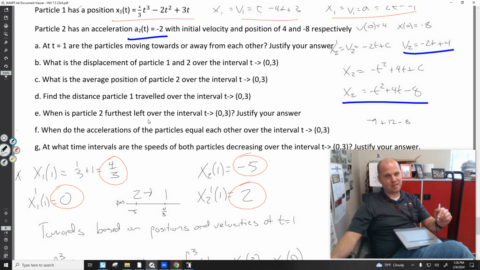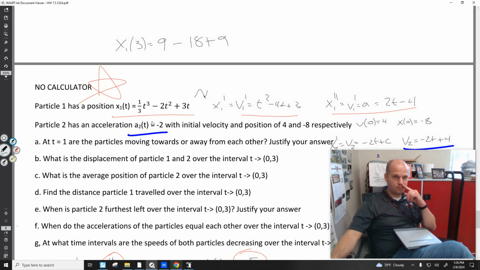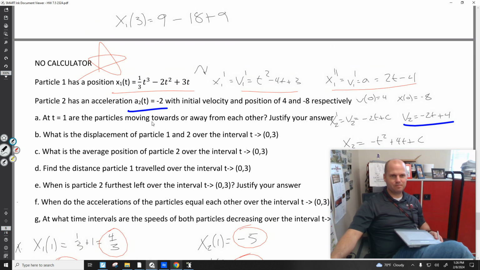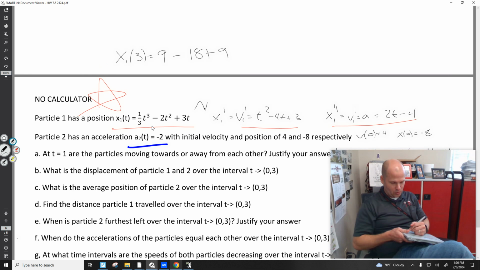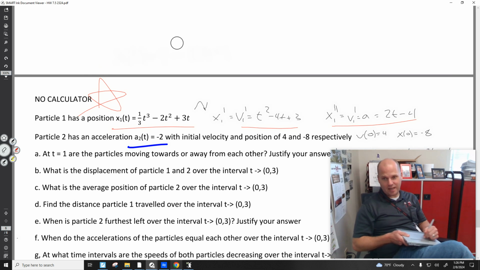Find the distance that particle 1 traveled over the interval. All right. To answer this question, we need a full sign analysis of my friend particle 1 and its velocity. I need to take the derivative, set it equal to 0. My derivative sign analysis is, oh, this is so mean. All right, it's not bad. We got 1, we got 3, which is the end.